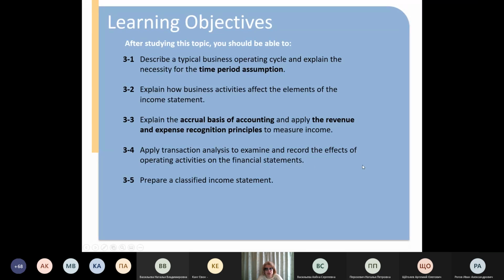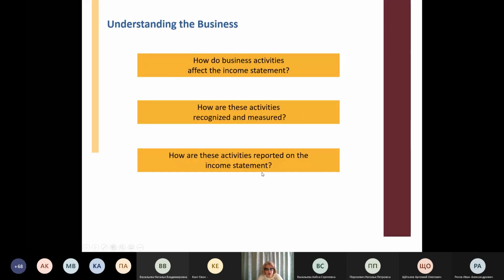Also, we apply transaction analysis to make records about operating activities on financial statements, and we discuss what an income statement is, what the classifications in the income statement are, and how to prepare a classified income statement. So once again, today we have 5 learning objectives.